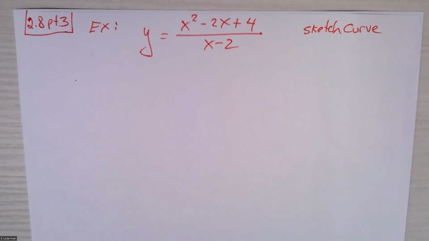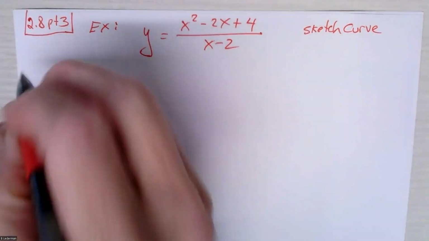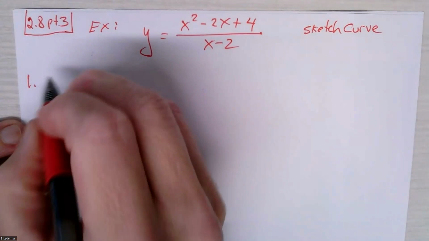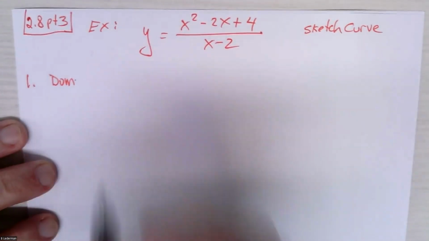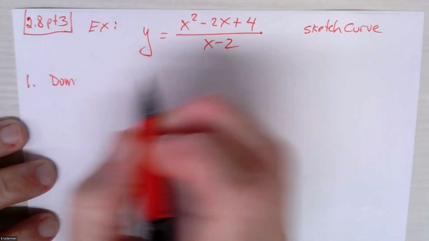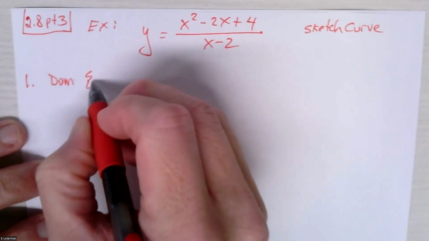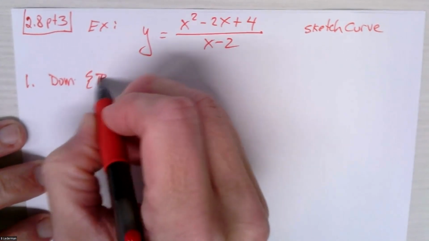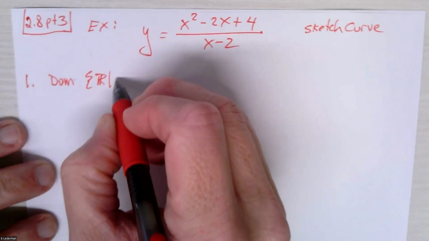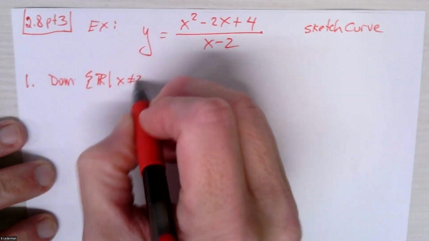Let's start. We have the function y equals x squared minus 2x plus 4 over x minus 2, and we want to sketch the curve. The first thing we look for is the domain and range. The domain is all real numbers, provided that x does not equal 2. So the domain is all real numbers except x equals 2.